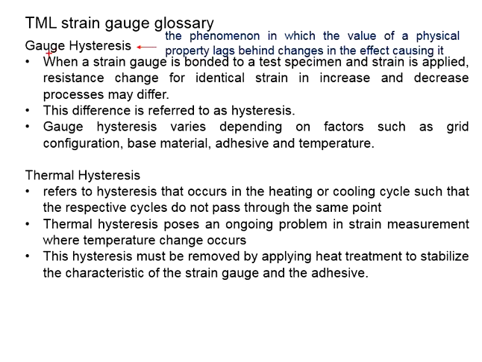That means the response of the strain gauge in terms of the measurement is slightly lagging behind the actual situation. And when this occurs, it is known as gauge hysteresis. This gauge hysteresis varies depending on factors such as the grid configuration, base material, adhesive, and temperature.